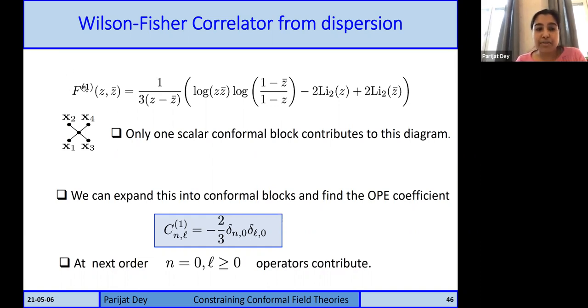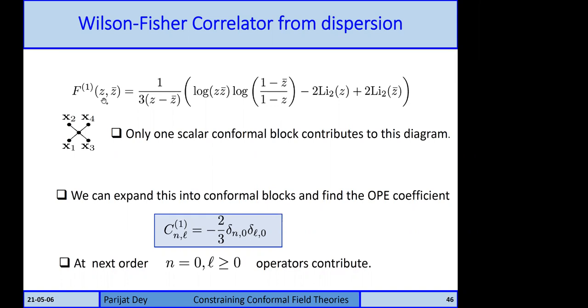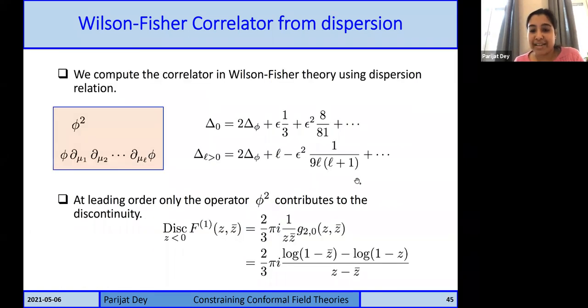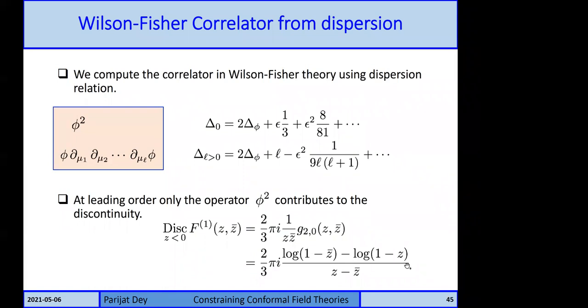Now, once we have this correlation function, where did the polylogs, Li2, come from? This comes from the dispersion relation. If you have this log, and you are integrating over it.